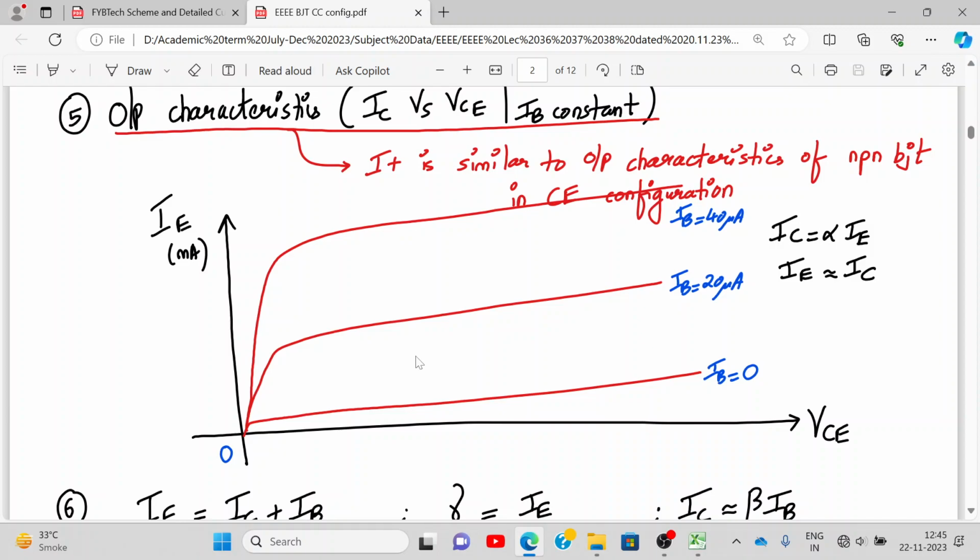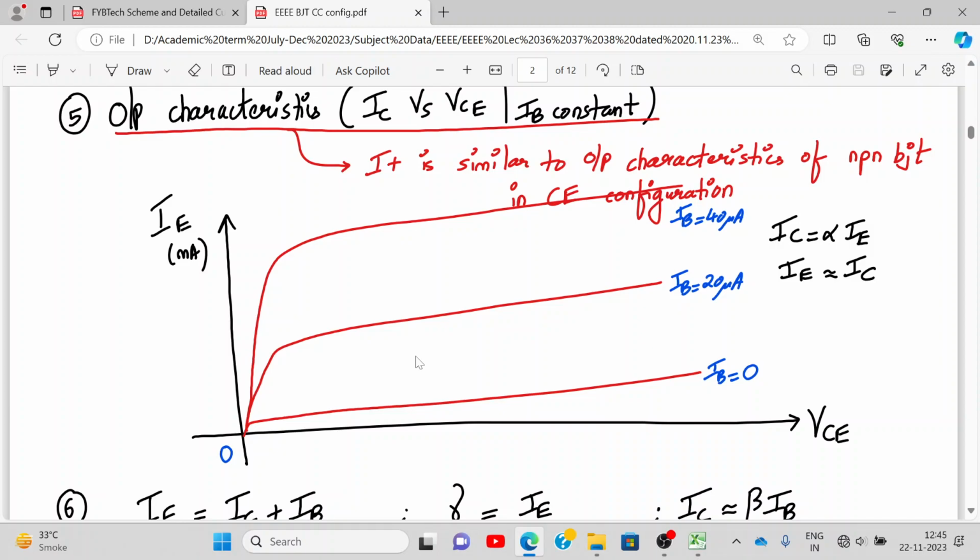IE versus VCE, emitter current versus collector-to-emitter voltage. Please draw these characteristics. I guess yesterday you had not drawn them, right? Now for the explanation, whatever explanation I have given for the common emitter output characteristics, the explanation remains the same. You know what the difference is?